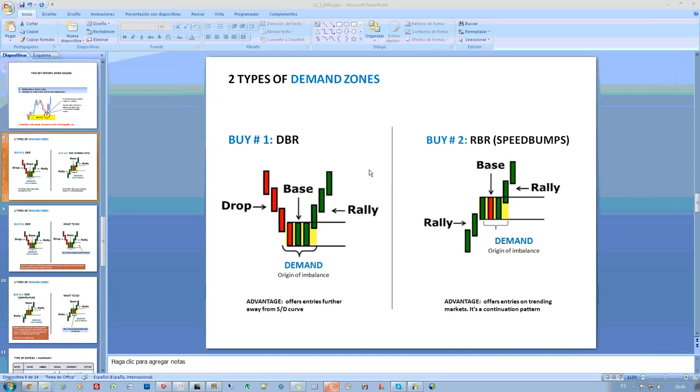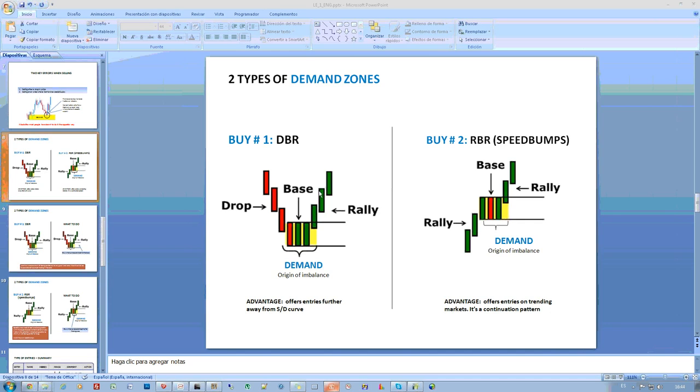And then we have what we call a speed bump, which is a rally: price rallies, basis for some time, and then rallies again. The market is so strong that price will not have the strength to go back into the level and create a swing like this. Price would rally here, for example, then basis like here, and then continue. That is a sign of a very strong market.